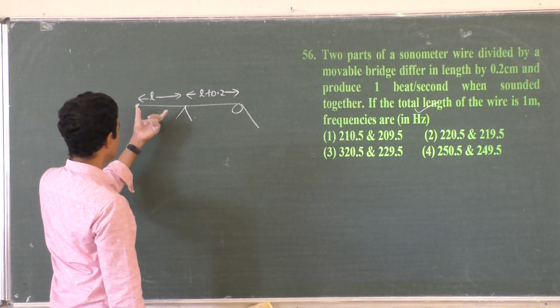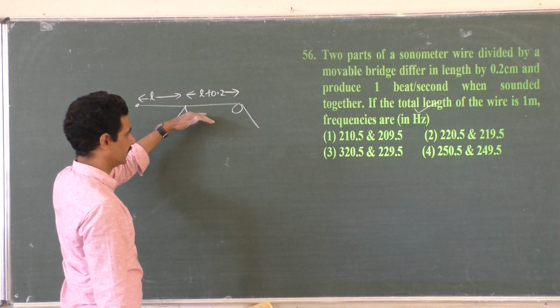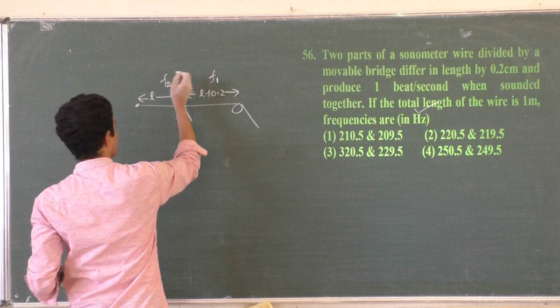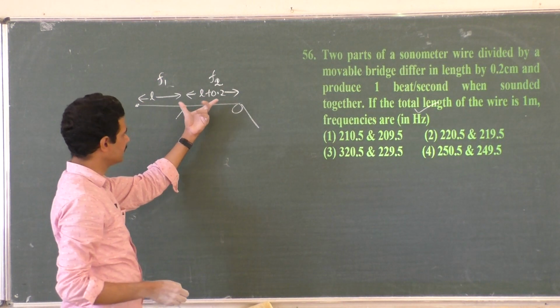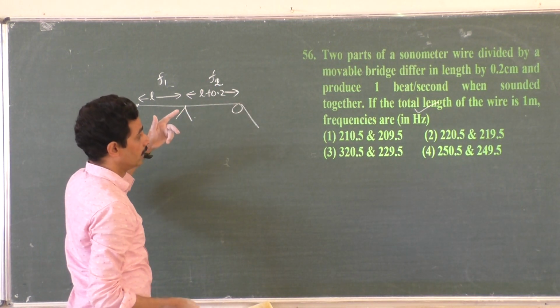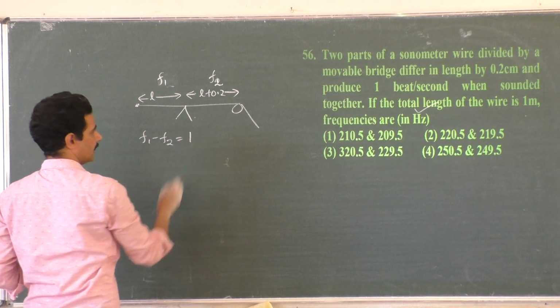Pluck this and it will have a length, accordingly it will vibrate. Pluck this and it will produce another frequency. I will take this one as F1 greater, F2 lesser, because this length is less, and this length is more, plus 0.2. So this should be the lesser one. They produce 1 beat per second. That means F1 minus F2 is 1 beat per second.